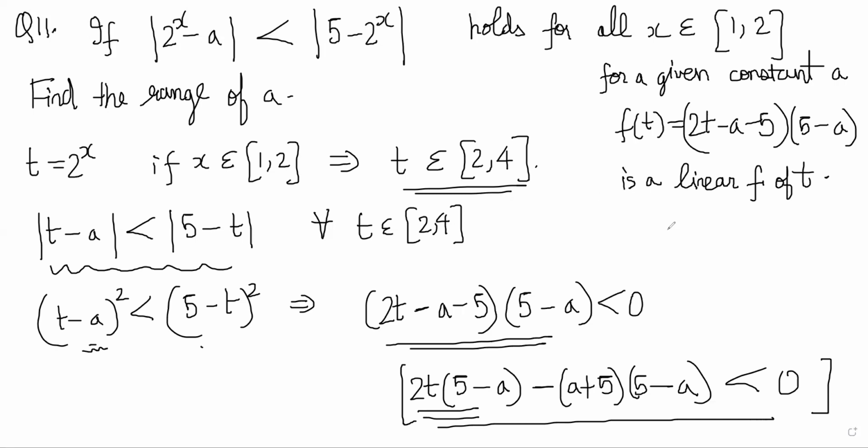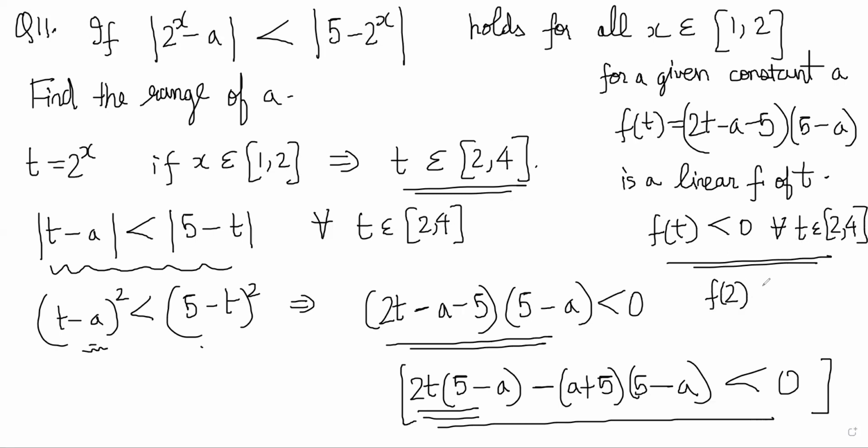Great. So if I need to ensure that f(t) is less than 0 for all t belonging to [2, 4], how can I ensure that a linear function is always less than 0 there? I just have to say that f(2) should be less than 0 and f(4) should be less than 0. The two endpoints should be less than 0 if I want the linear function to be less than 0 in that whole interval. So keep this logic in mind.